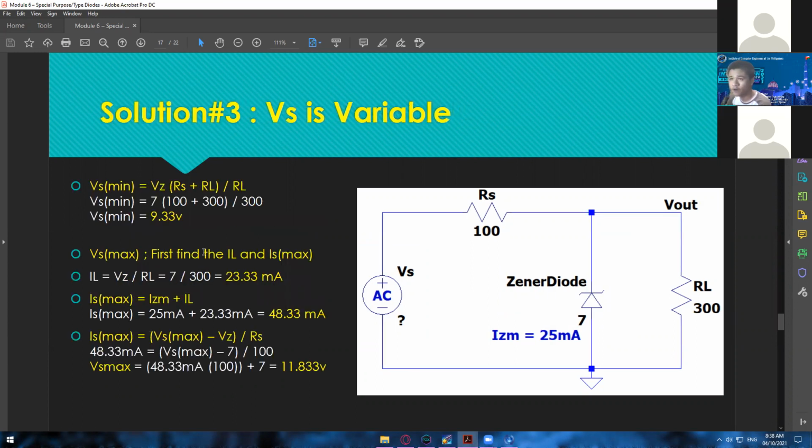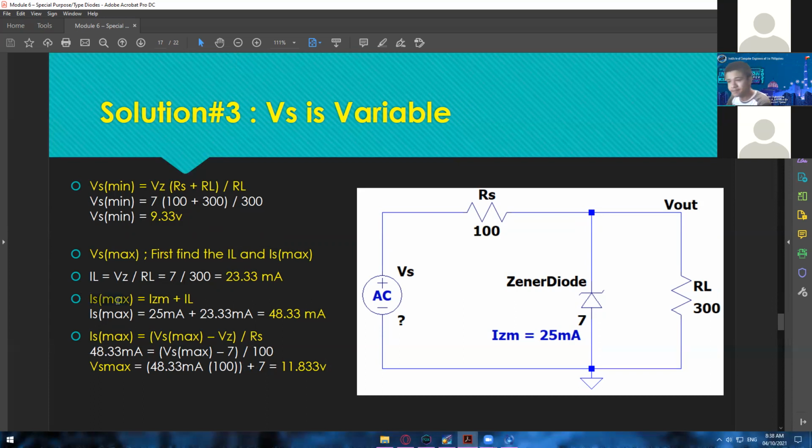And here is the formula for the min and then for the max. Everything is quite the same. We have to find the IL and IS max first. And then here is the formula for the VS min. All you need to do is substitute all of the unknowns in here, since everything is already given, and then you'll be able to get this answer.